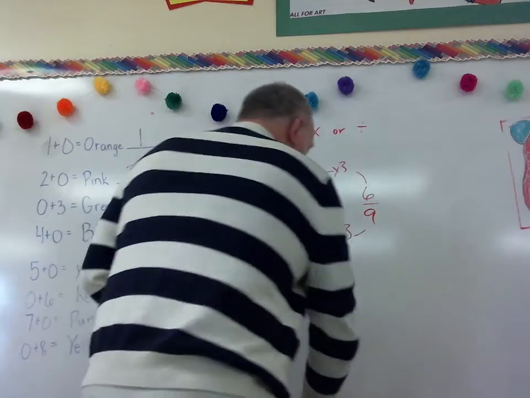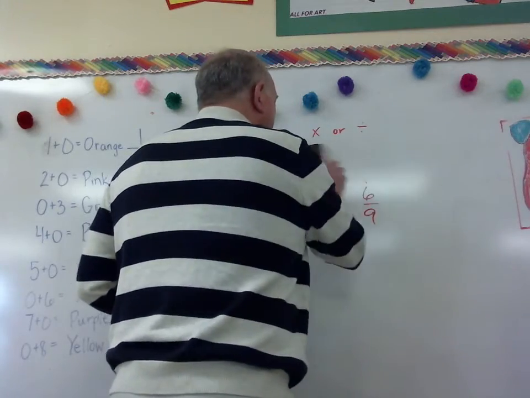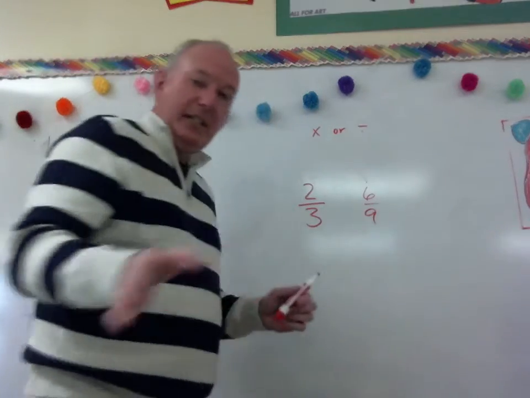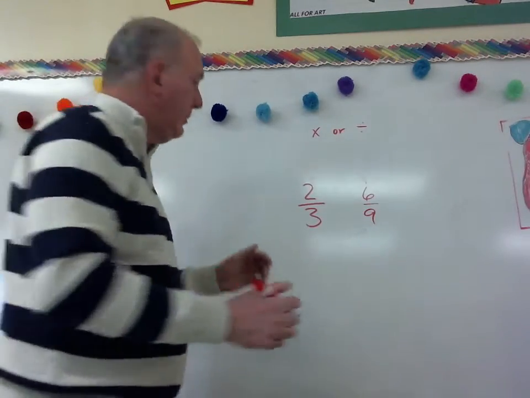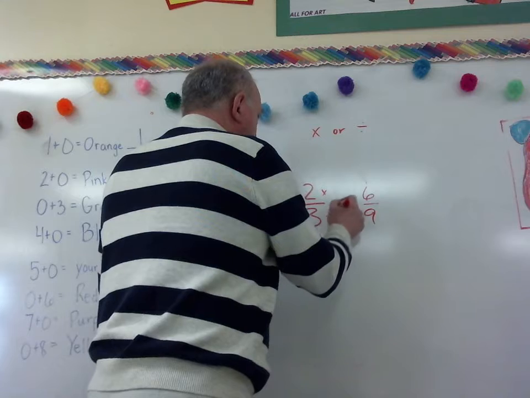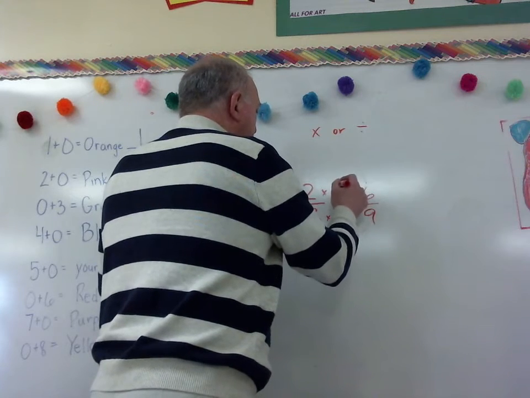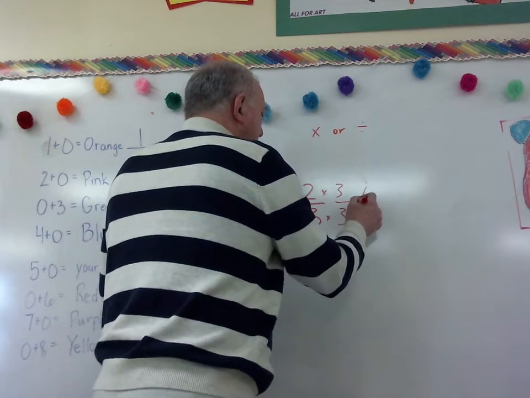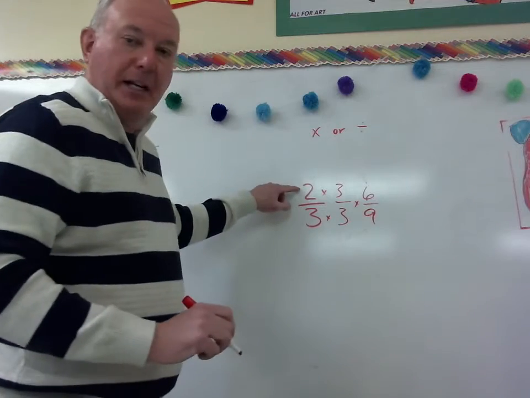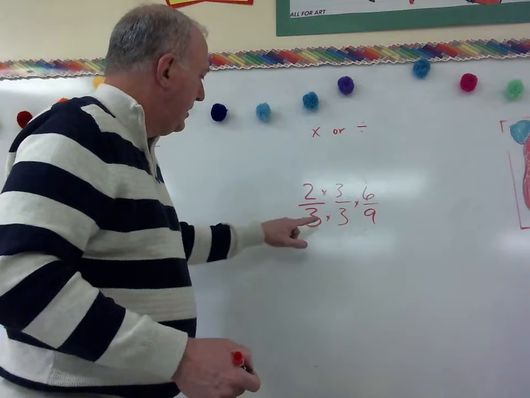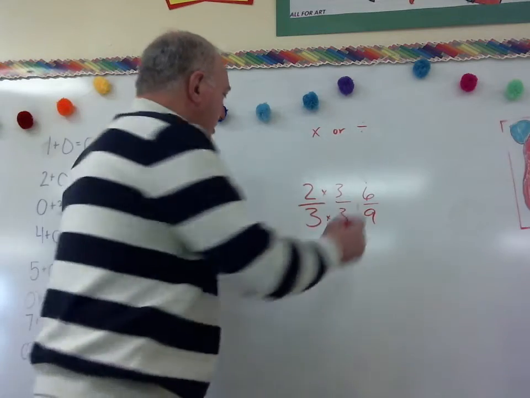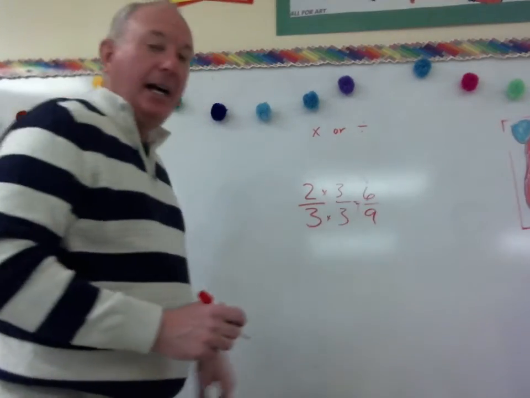It's real simple. Now, I really like to do it a slightly different way. It's virtually the same thing, I just like to present it a little bit differently. I would rather put my 3s right here and then multiply across. To me, it's easier this way. 2 times 3 is 6. 3 times 3 is 9.